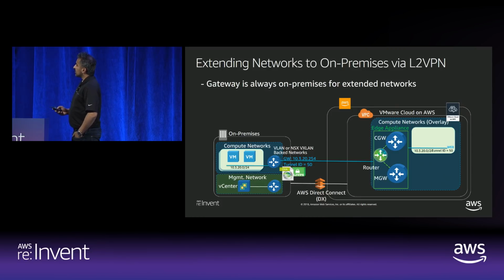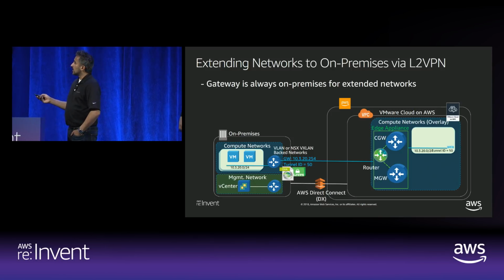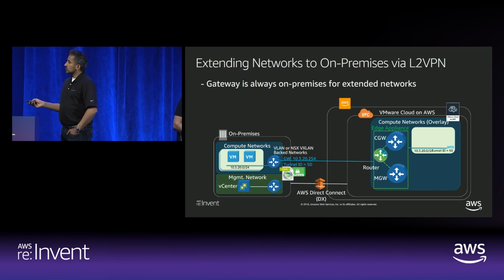I have the server running in VMware Cloud on AWS. I come here, I set up an extended network, gave it a tunnel ID of 50, matched it on the client, and set up my extended network. One thing to note here is with L2 VPN, the gateway is always on-prem. When you set up a routed network, the gateway is always that tier 1 router or the CGW. When you create an extended network, it's always on-prem.